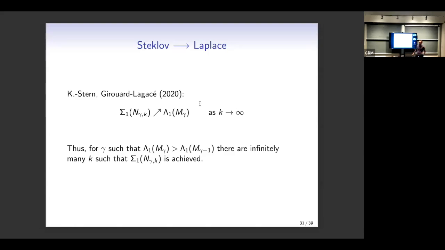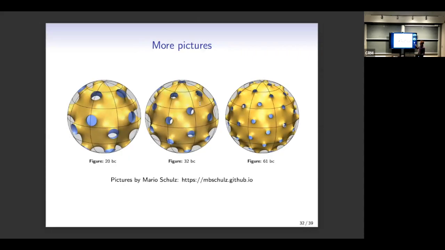So those two inequalities in the previous slide are achieved. And somehow, if you have a gap between the values of M gamma, from this convergence you can conclude the gap between the corresponding values for N gamma K. And to finish off, those are the pictures for gamma equals zero as k goes to infinity. And you can see something that happens.